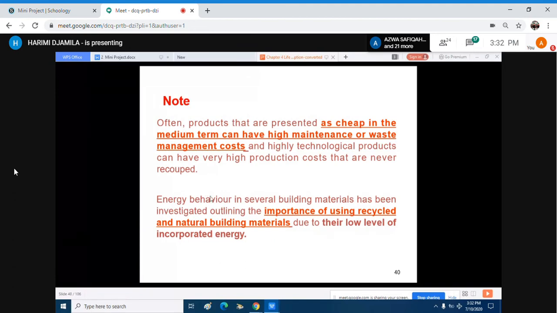So that's it. Energy behavior in several building materials has been investigated, outlining the importance of using recycled and natural building materials. Of course, most of the time, they will cost less energy. However, better than recycling is reuse. You reuse it. If you cannot reuse it, you have to recycle it. Natural building materials tend to have the least effect on the environment.